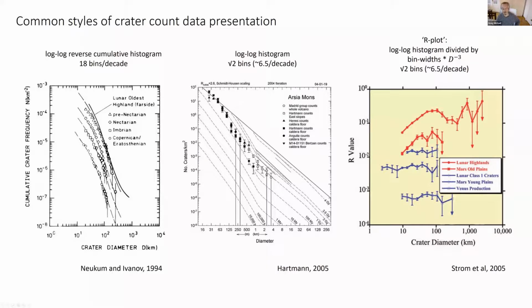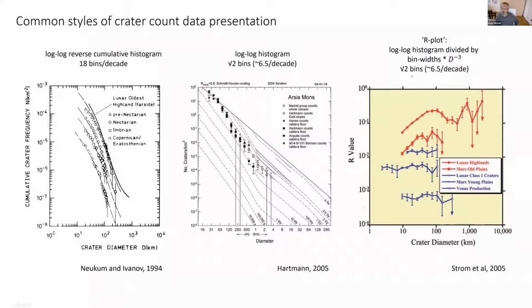Bill Hartmann used a different style, so it's not cumulative. He simply plots the number of craters in root 2 bins against the diameter. And he preferred this because it's somewhat more simple to interpret and intuitive. A difficulty about it is that you're confined to the root 2 binning, because if you change the binning size, all the points move. So you wouldn't be able to compare one data set against another. It's slightly more subject to noise, but it's also a very effective method.